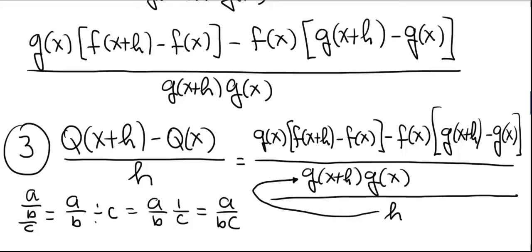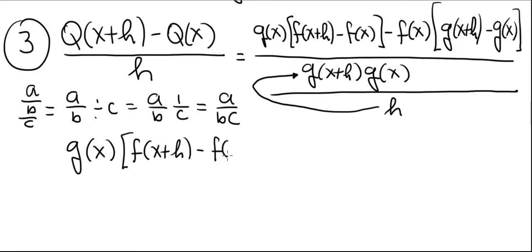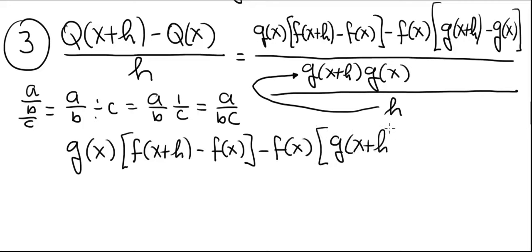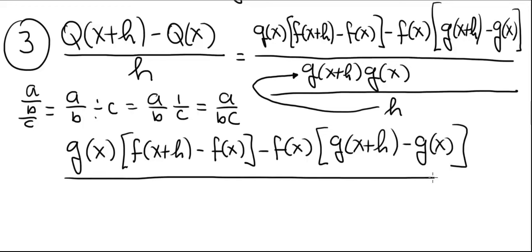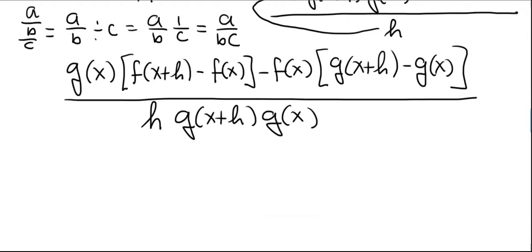So let's rewrite that, and this is g of x times f of x plus h minus f of x, minus f of x times g of x plus h minus g of x, divided by h times g of x plus h times g of x. So this is the end of step number 3. Let's go to step number 4, where we actually compute the derivative.